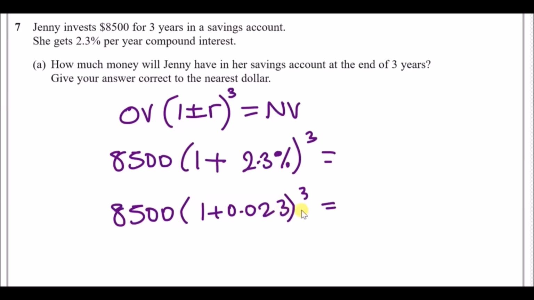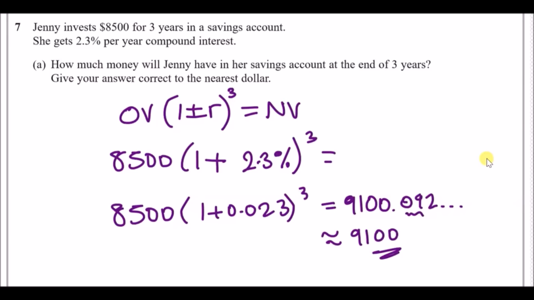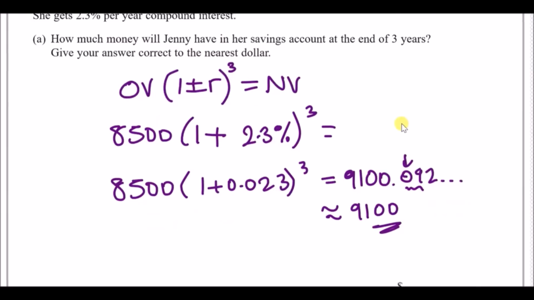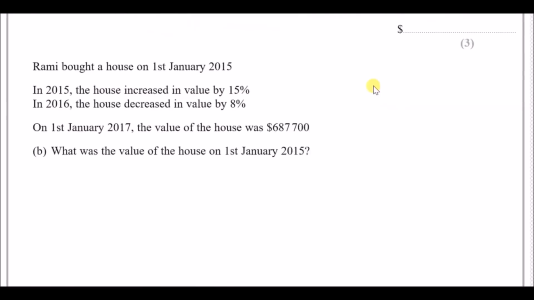Anyway, when you do this and you power it by 3, you should get 9,100.092 and so on. And they want the answer correct to the nearest dollar. So in other words, the nearest whole number. So that would be about $9,100, because rounding this value, it's less than 50 and this is less than 5, so it ain't going to round up. Okay, so that's it, 9,100. Now, next one.